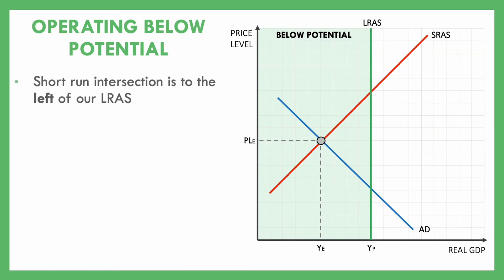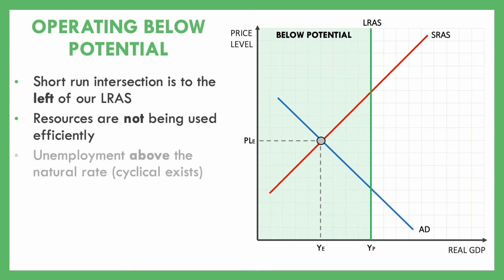That just means that our short run intersection, where we're operating right now, is to the left of our long run aggregate supply. Because if our long run aggregate supply represents us being fully efficient, being at a point to the left means we're not being fully efficient. We see our resources are not being used to the best of our ability. One of the best examples of this would be our labor. If we're not using our labor efficiently, that means we have labor available, we're just not utilizing it. And so we would say, therefore, that unemployment is above the natural rate. That cyclical unemployment exists in this scenario.